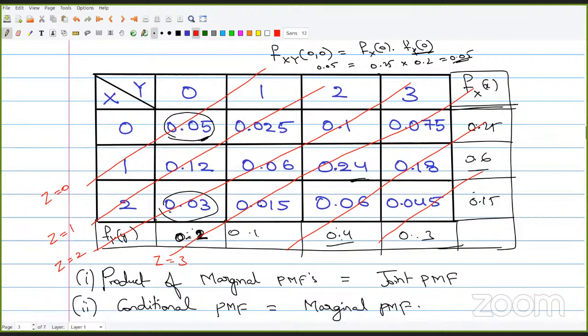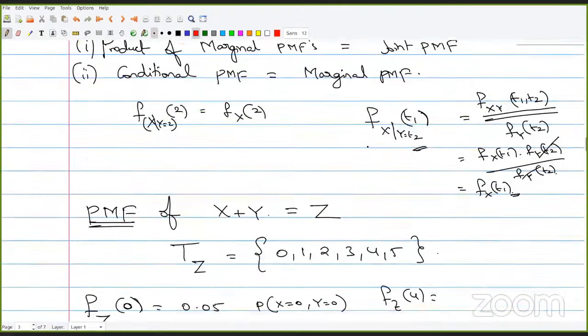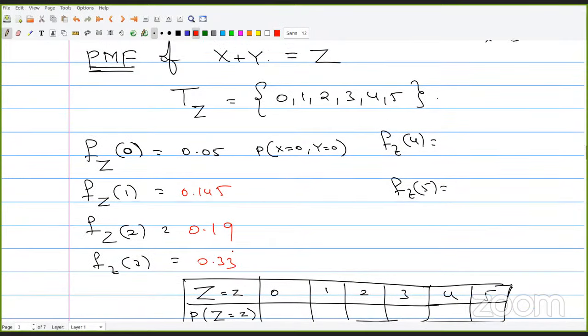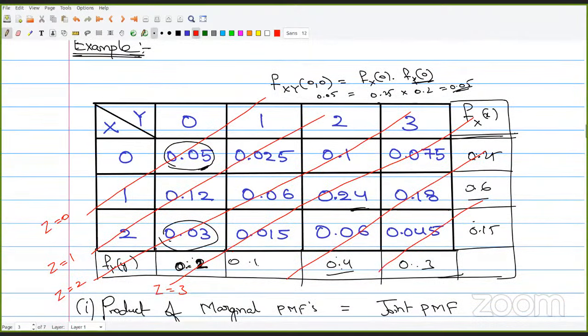You just sum all these possible cases, and we get 0.33. Okay. This is 0.33. Now similarly calculate when the sum can be 4.